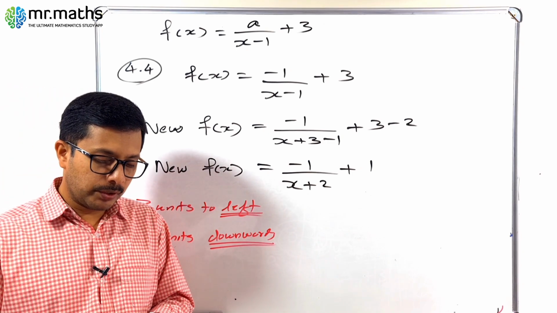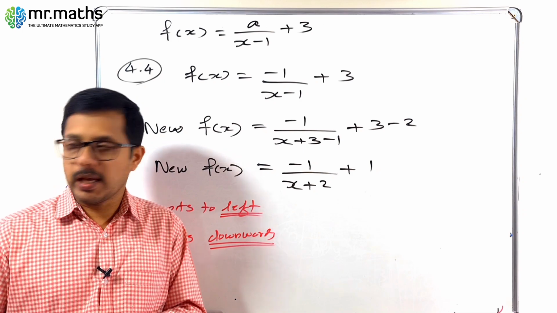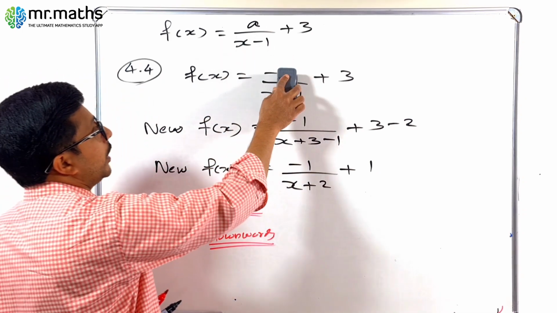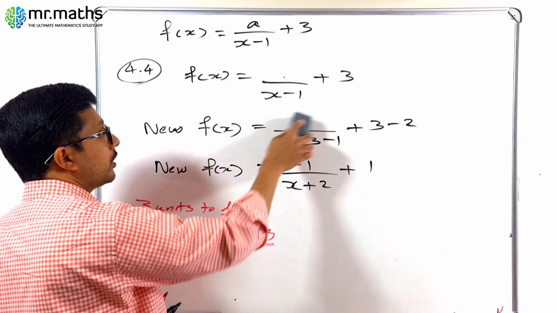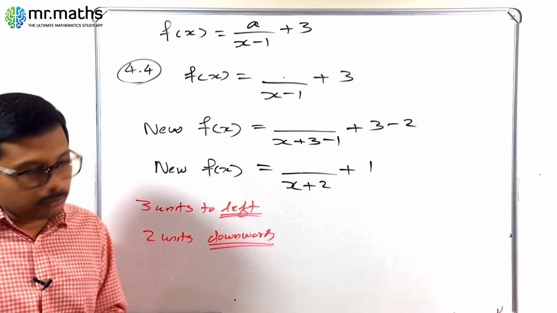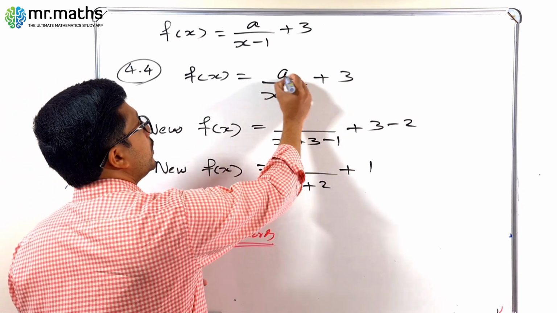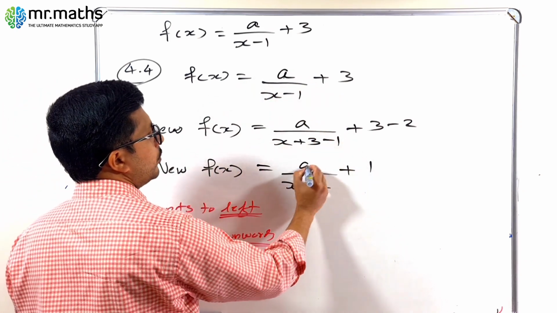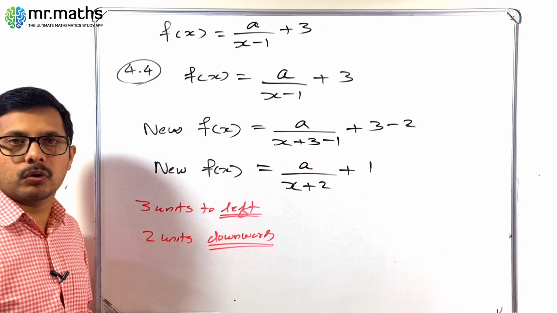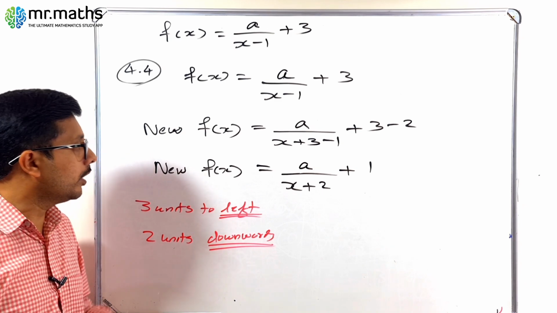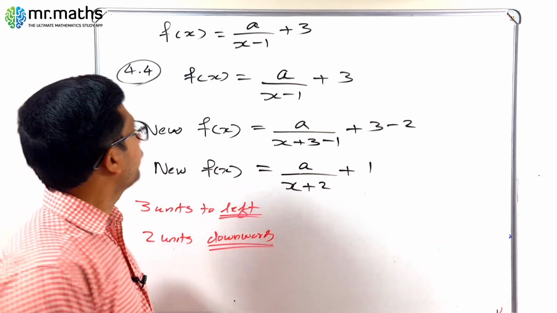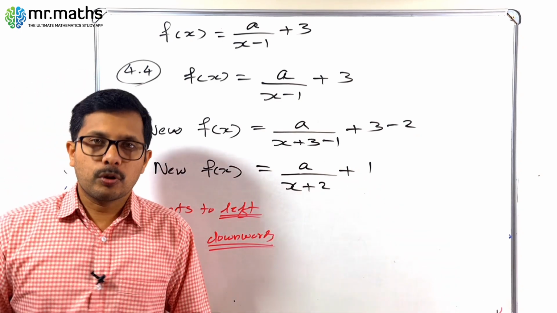The new equation of f in terms of a. So there is no need to substitute this a as minus 1. Even though it is minus 1, they want the answer in terms of a. So what you have to do, you just leave that a as it is without substituting the value of a as minus 1. Okay, in terms of a, that is what is written in the question. So f of x is equal to a divided by x plus 2 plus 1. Okay, so that is question number 4.4.